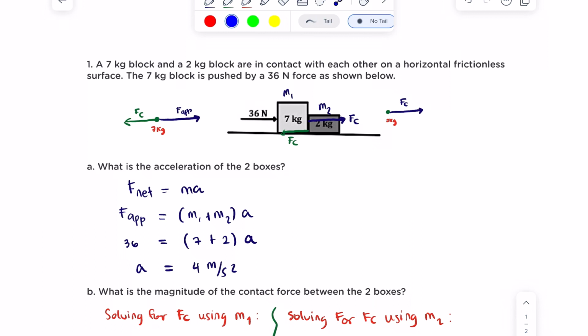So as a summary, as we solve for the acceleration of the two boxes, we are going to use the system approach, wherein we would only look into the external force that is acting on the system or making the system move. And don't forget that the mass that we're going to use in F net is equal to ma is the sum of the masses in our system.